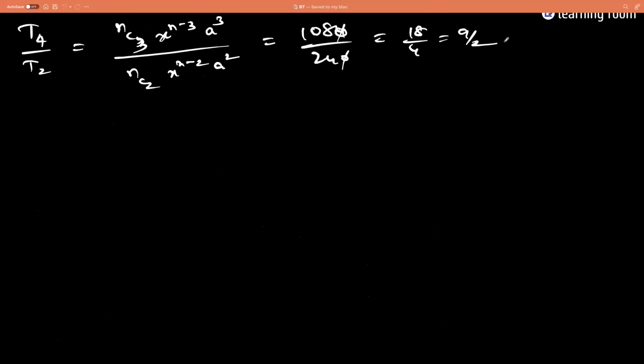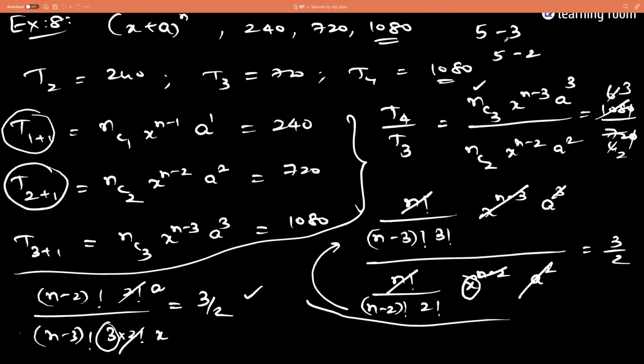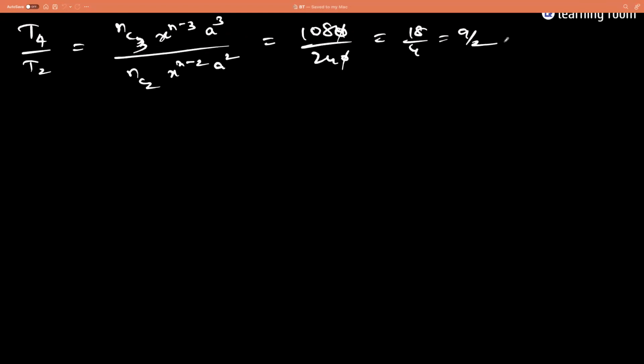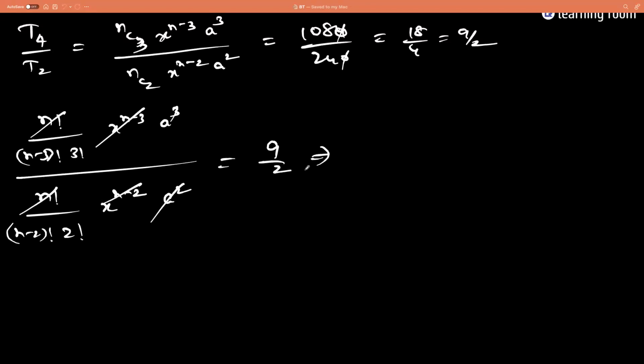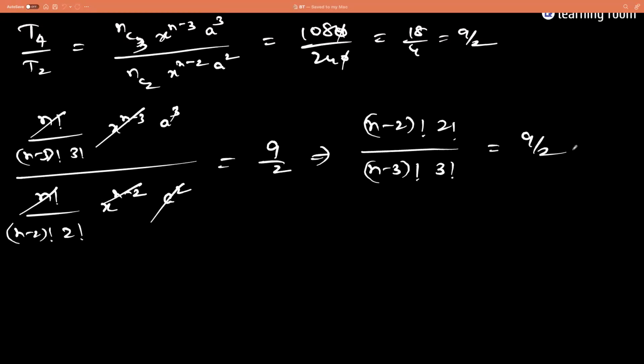I think, did we do all this already? No, sir. We did T4 by T3, no? Yes, this is it, sir. n factorial by (n minus 3) factorial into 3 factorial into x^(n-3) into a cube divided by n factorial by (n minus 2) factorial into 2 factorial into x^(n-2) into a square. This and this will get cancelled. n factorial is gone. So this will be 9 by 2, which implies (n minus 2) factorial into 2 factorial divided by (n minus 3) factorial into 3 factorial is 9 by 2.